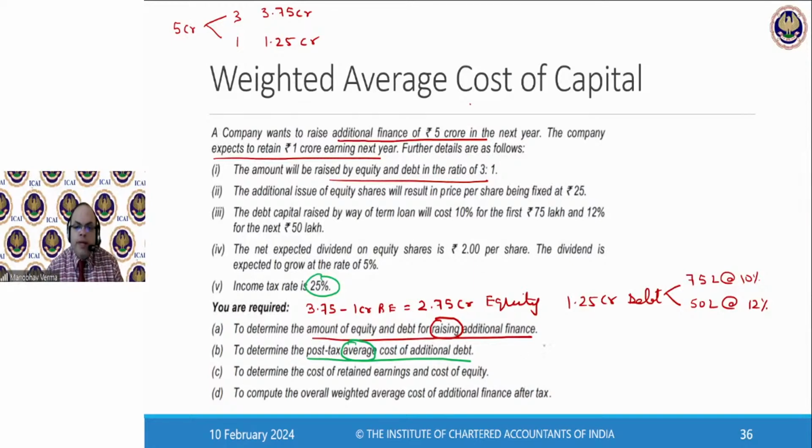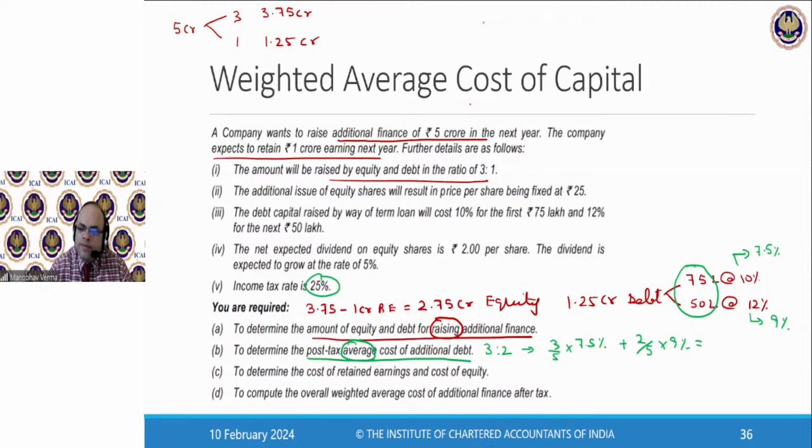Okay, for option number B, we know that the debt is 10% and 12%, but mind you, there is a tax benefit also. So we can say effectively it is 7.5 and this is 9%, right? Post tax. So if we want to say average cost and the ratio is 75 by 50, so what is the ratio? 3 is to 2. So can I say 3 by 5 into 7.5% plus 2 by 5 into 9%?